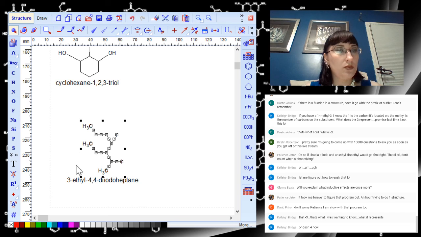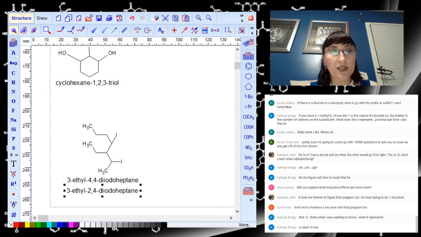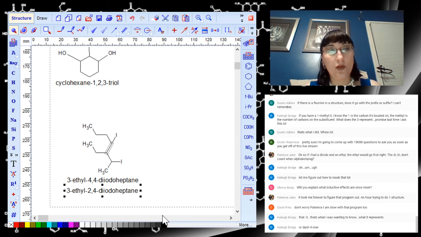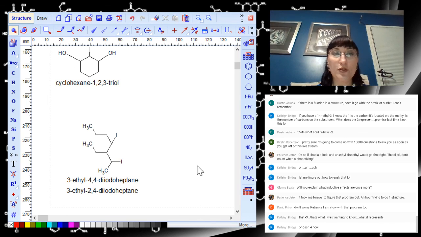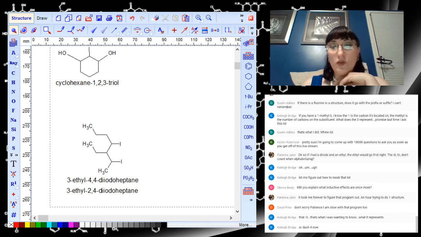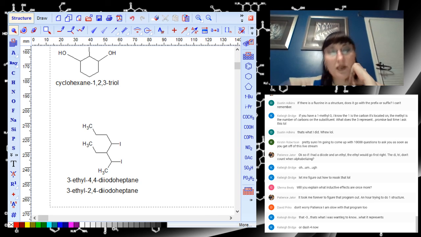Tools, generate structure name. So now you see it says 2,4-diiodoheptane because now the iodines are at carbons 2 and 4. So all the numbers are just representing the placement on the parent chain. All numbers will represent placement, like which carbon something's on.